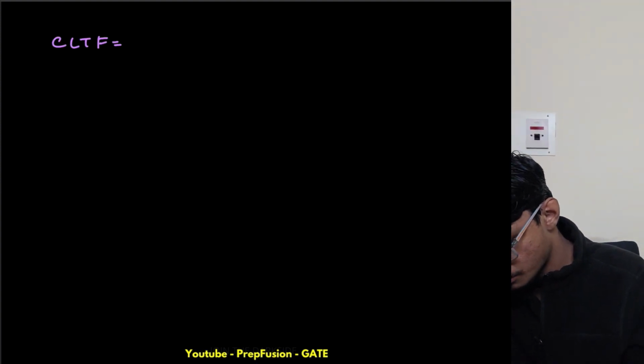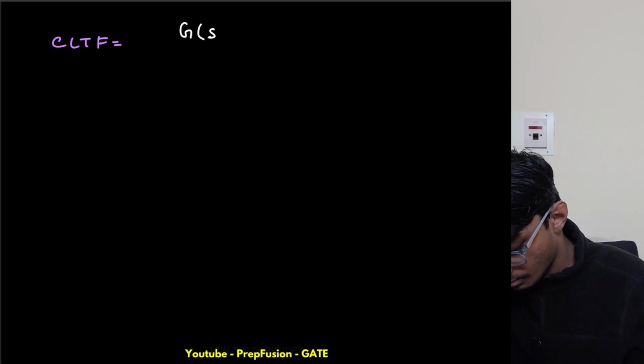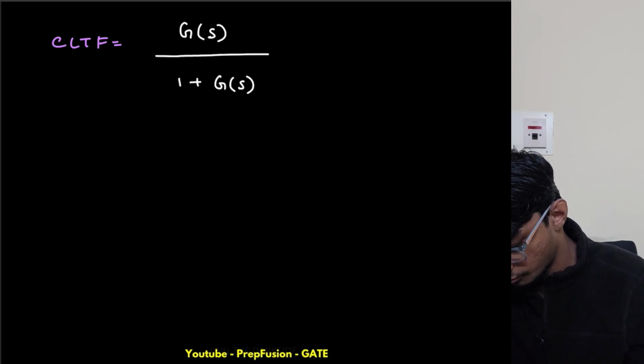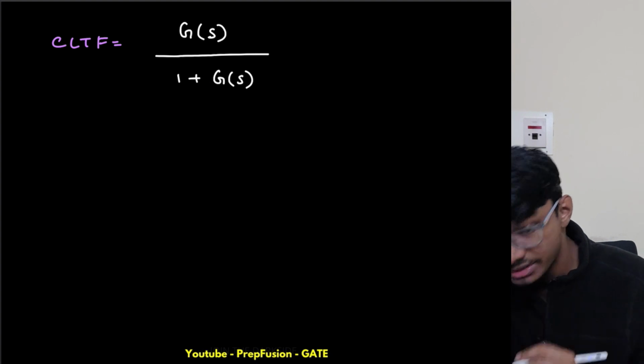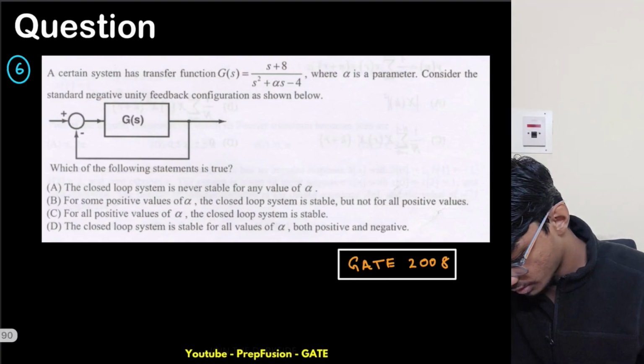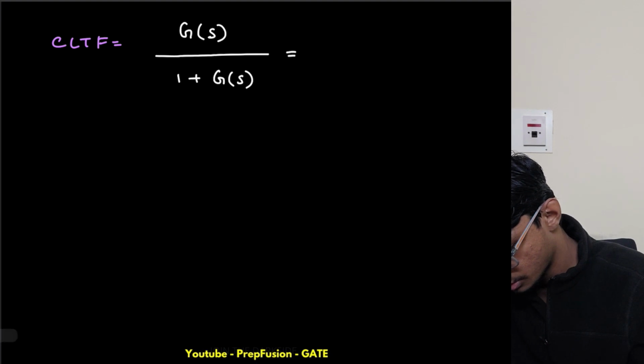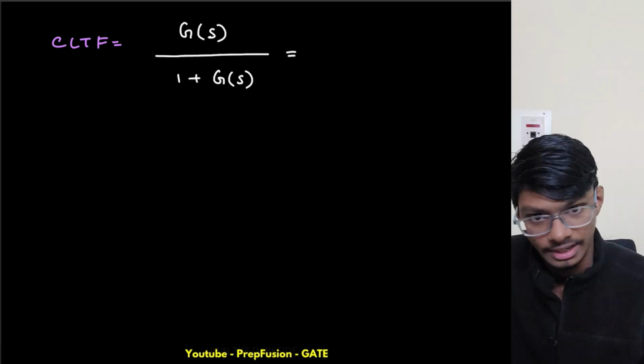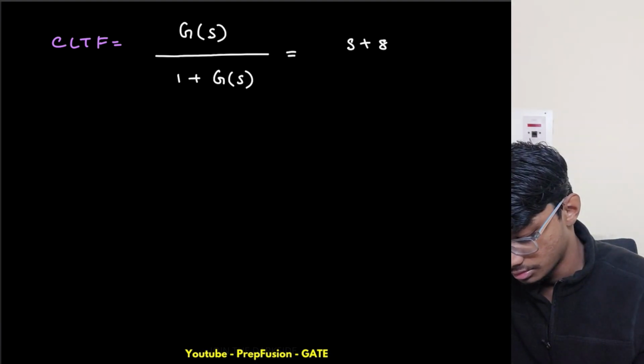CLTF is simply G of S upon 1 plus G of S. Okay, so CLTF is basically G of S upon 1 plus G of S. So CLTF is this one, then what is my G of S? G of S is this one, right? So I will directly write this, I will not do the calculation.